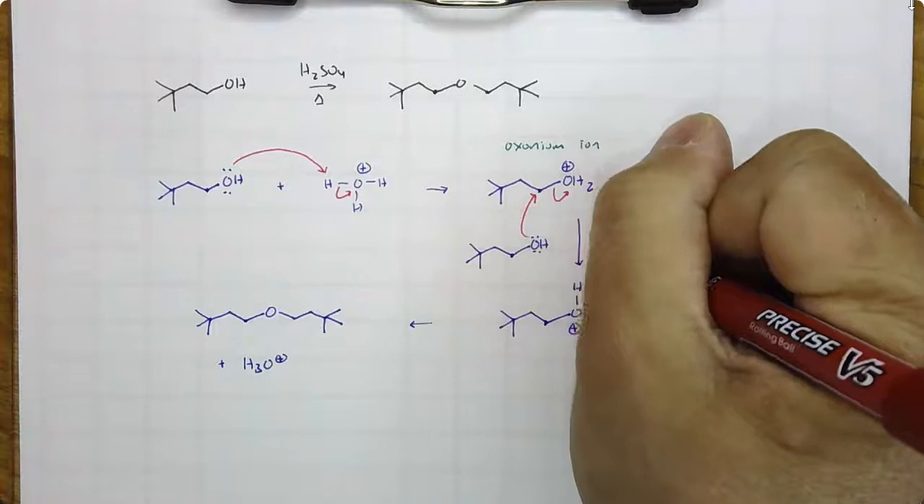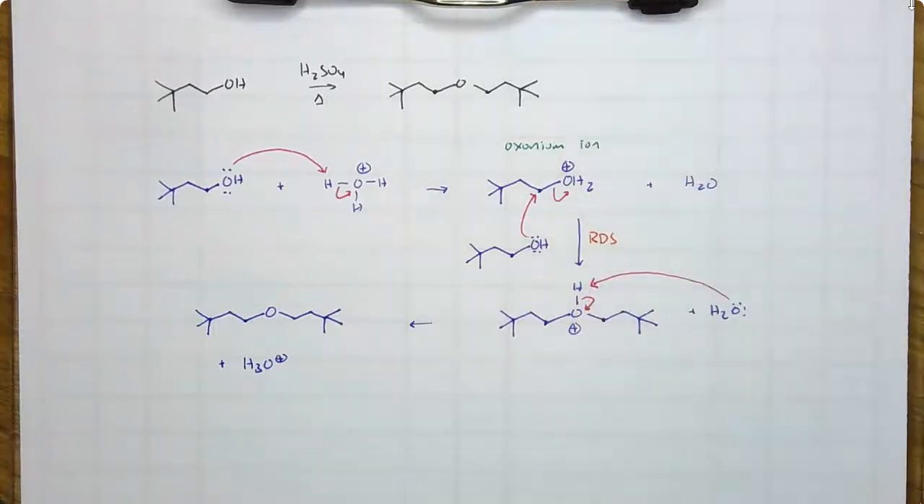Sometimes your professor will ask where the rate determining step is. It's that one. It is an SN2. Alright, very simple, right? Just have two primary alcohols and add acid. We make the symmetrical ether. Now, what's the danger if you have a secondary alcohol?